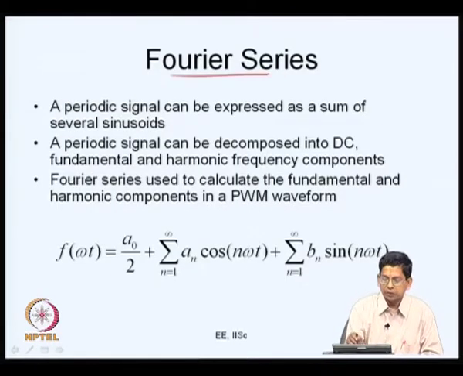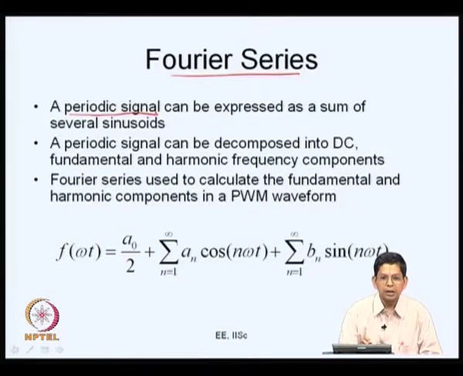So, what is Fourier series? You may have a periodic signal, and this periodic signal may have any shape, does not matter, but it can be expressed as a sum of several sinusoids. Let us define these sinusoids a little more closely. These sinusoids may have certain frequencies. Firstly, it could be 0 frequency, or there can be DC. Next, it can have what is called the fundamental frequency, that is the same periodicity as the actual waveform, and it can also have harmonic frequencies, which are integral multiples of the fundamental frequency.